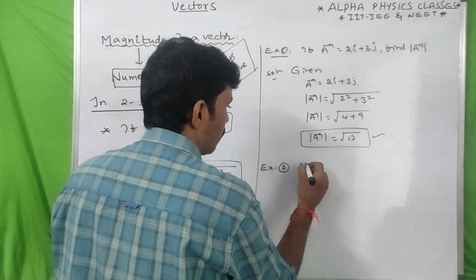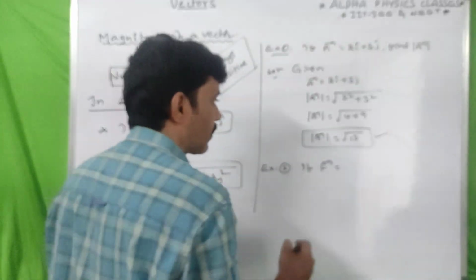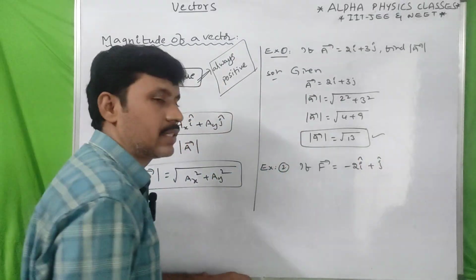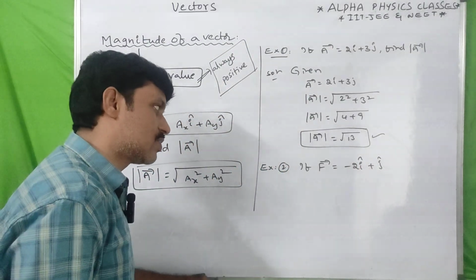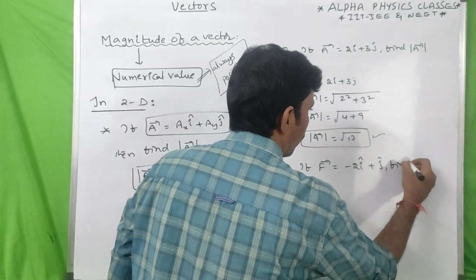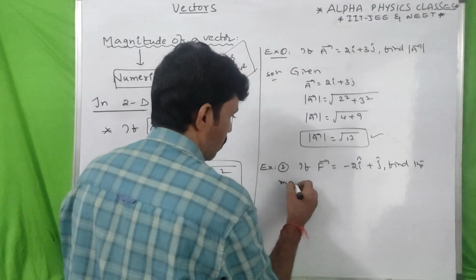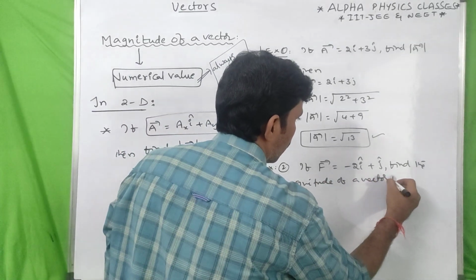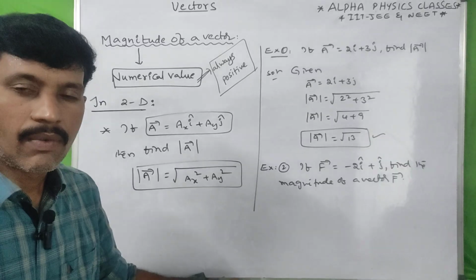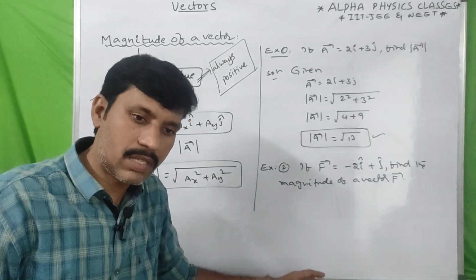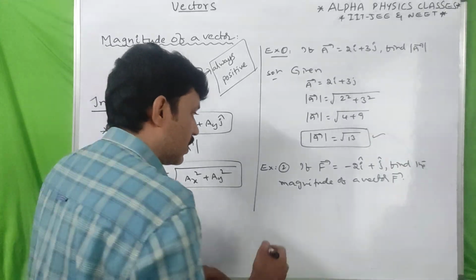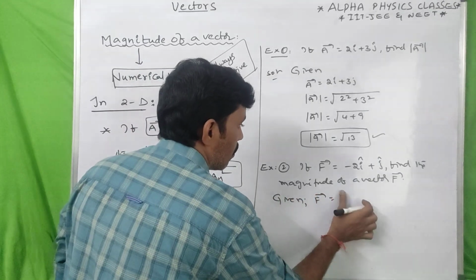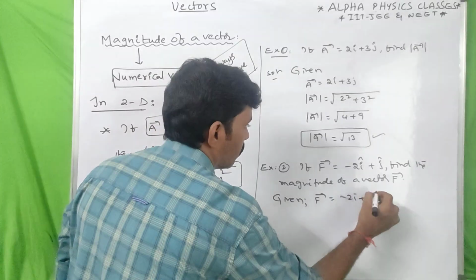Example 2. If f bar vector is nothing but minus 2i cap plus j cap. This f bar vector is given. Find the magnitude of vector f bar. Simple. The question is asked like that: find the magnitude of f bar. Okay. Given that f bar is equal to minus 2i plus j.